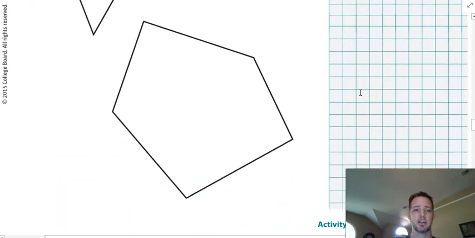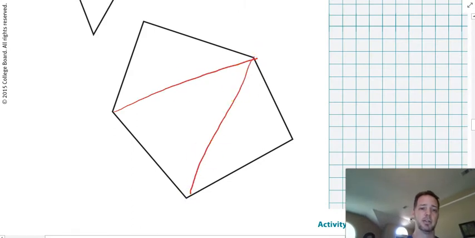So let's look at this shape right here. There are a few different ways I could try and break this up into triangles. Like if I was to do something like this and something like this, you'll notice I get 1, 2, 3 triangles. And I know for a fact that the sum of the interior angles of a triangle is 180 degrees.